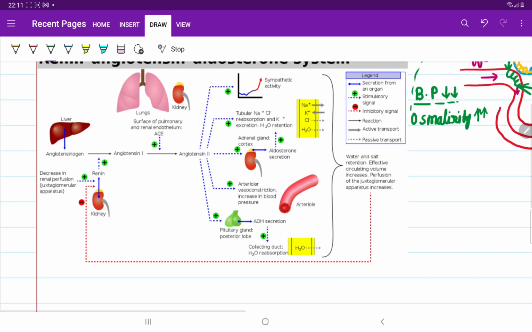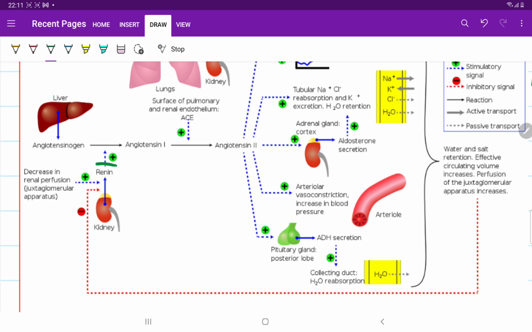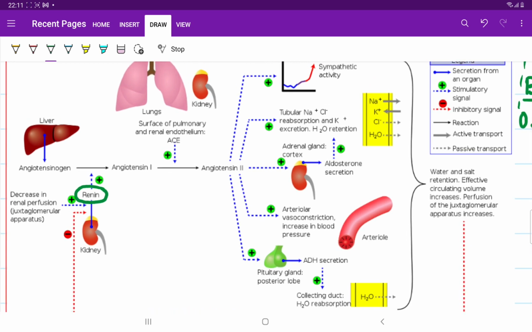Actually the juxtaglomerular cells of the kidney release one molecule that is called renin. Whenever osmolarity increases, our juxtaglomerular cells release renin. At the same time, our liver releases one molecule that is called angiotensinogen. Angio means blood vessel, and tens means, you all know, contraction, right?